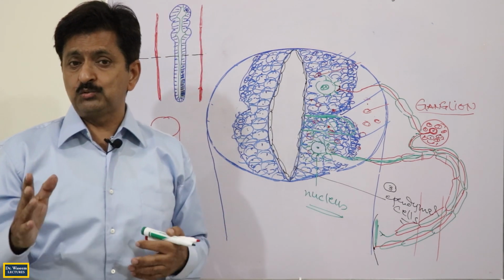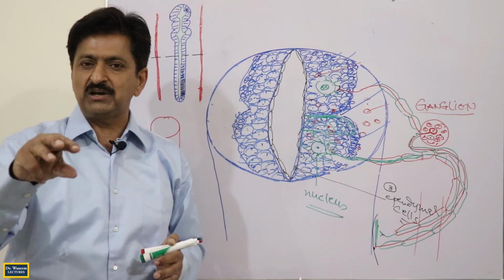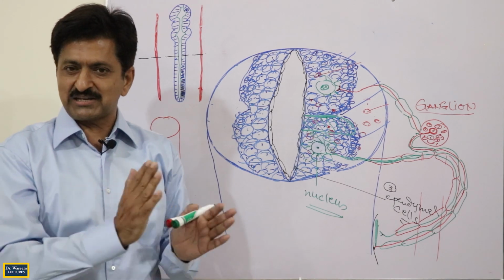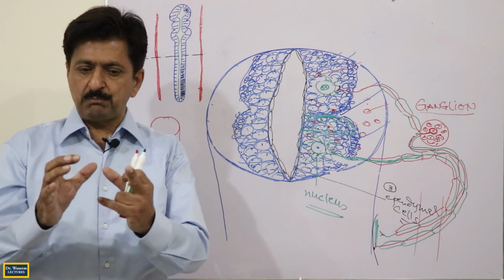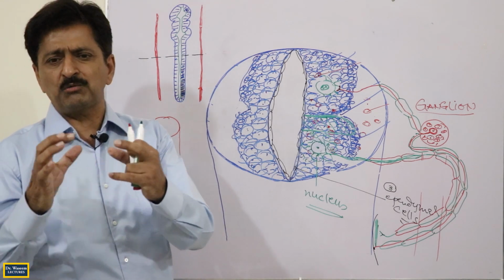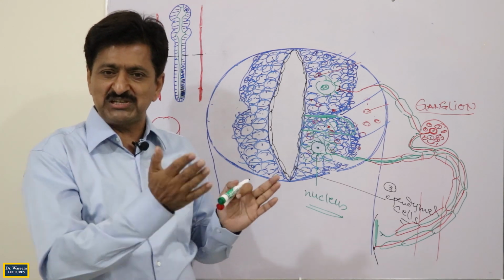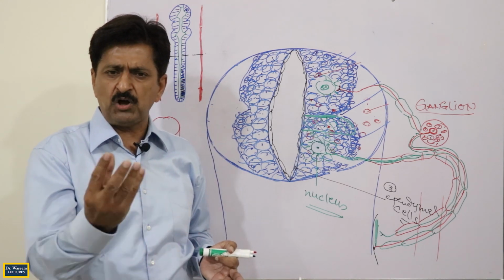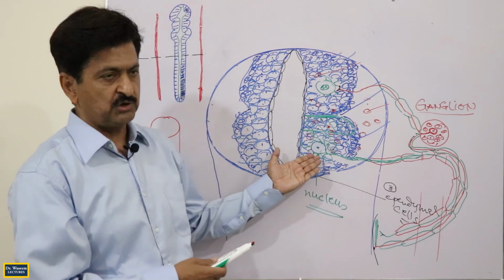So the word nucleus, which we have been using for quite a long time, you see this nucleus, something central within your cell. Now this term is a different term. Nucleus means an enormous number of nerve cell bodies present within the central nervous system for some common function. This group together you will call the nucleus. So this is called the motor nucleus.